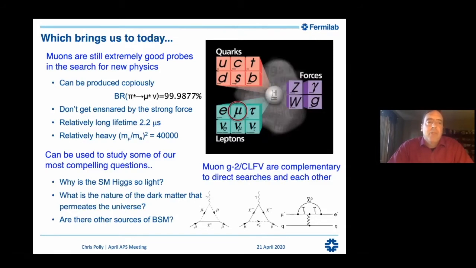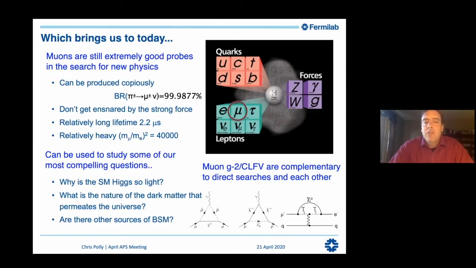So that brings us up to today. Muons are still extremely good probes in the search for new physics. That's because they can be made quite easily. They tend to not get ensnared by the strong force, at least not as much as other particles. They have a relatively long lifetime at 2.2 microseconds at rest, and they're relatively heavy.